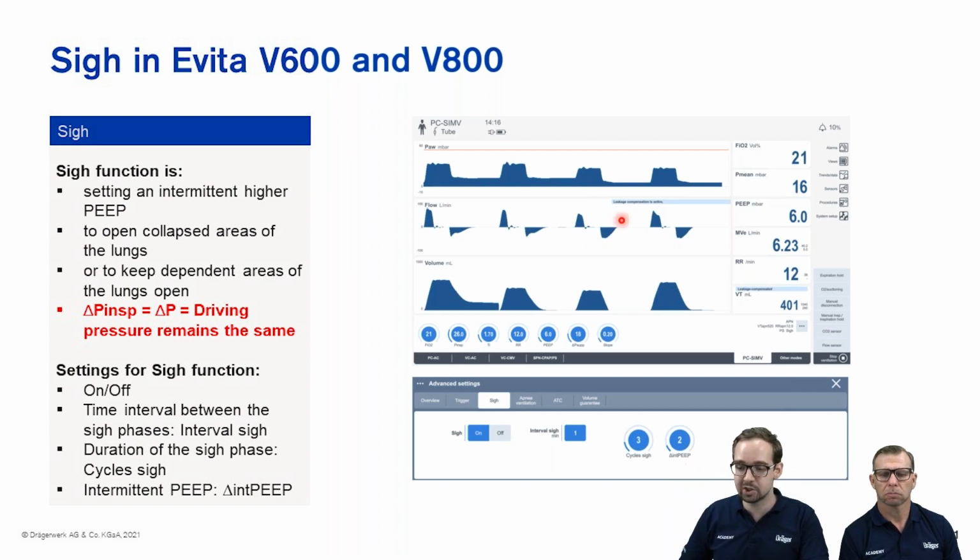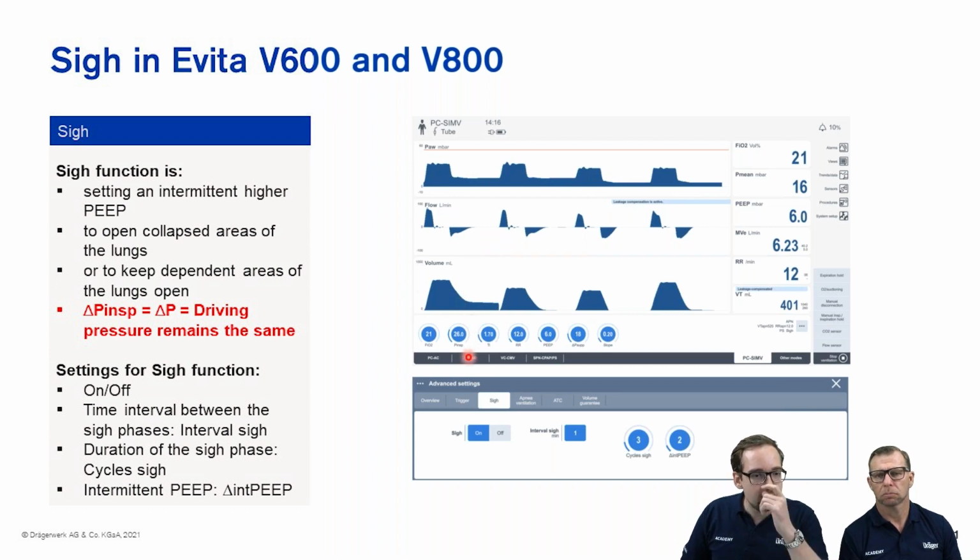You can see this actually in this image quite nicely. For these breaths right here, you can see a higher PEEP level. And then after this PSI, we go back down to the baseline PEEP, keeping the driving pressure stable.